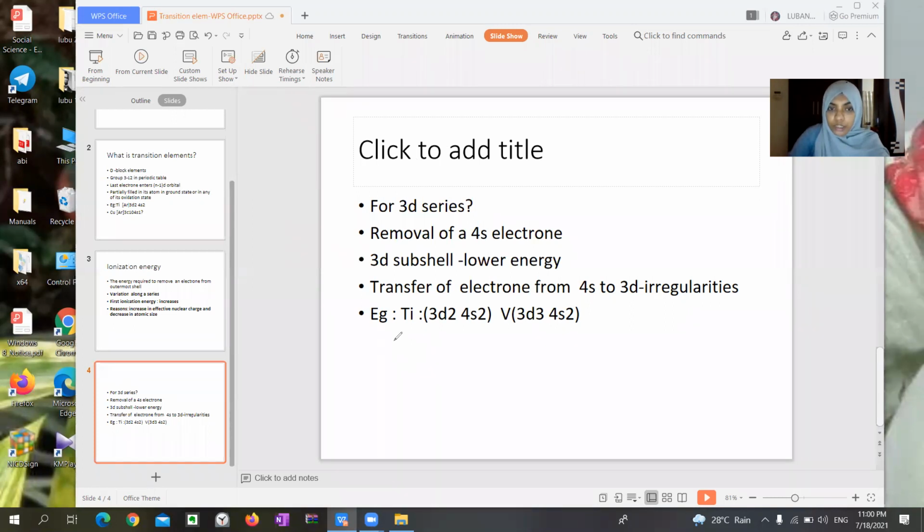When we take titanium and vanadium as examples, titanium has a higher ionization energy than vanadium because of the removal of one 4s electron and the subsequent transfer of the remaining 4s electron into the 3d subshell, which brings more gain in exchange energy for vanadium than titanium, and it will have lower energy also for vanadium. The final electronic configuration will be like this: 3d4 and here 3d3. Okay. Thank you for watching my lesson. Hope you understand.